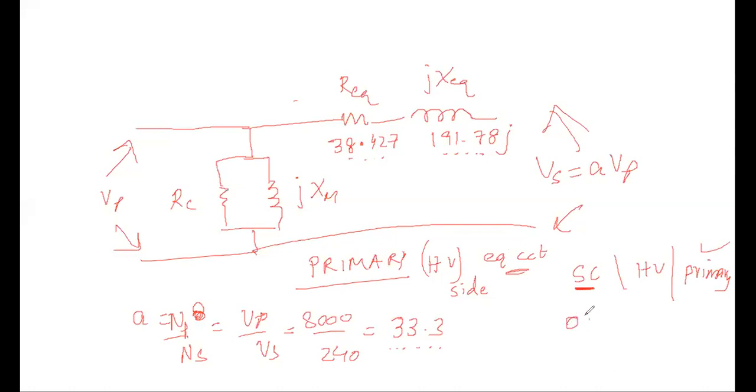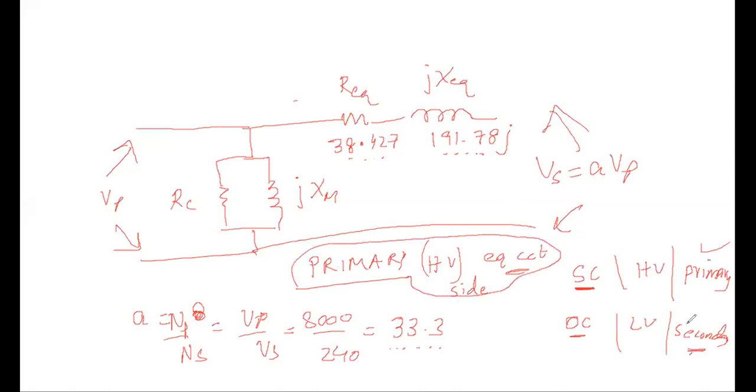But what about the open circuit test? That was done on the low voltage side, which means it was done on the secondary side. So whatever I found from the low voltage side open circuit testing, the parameters are with respect to the secondary side. And what do I do to bring them to the primary side? Because remember, I'm making the primary side equivalent circuit.